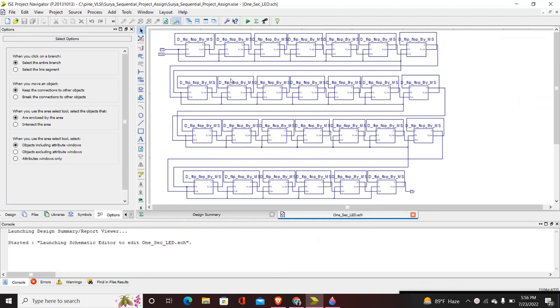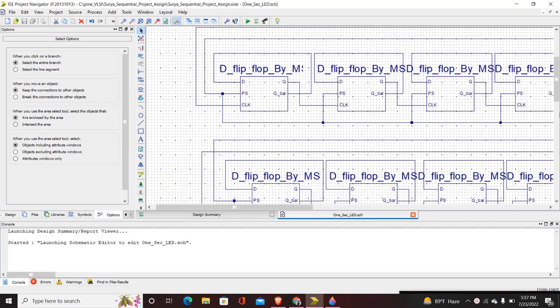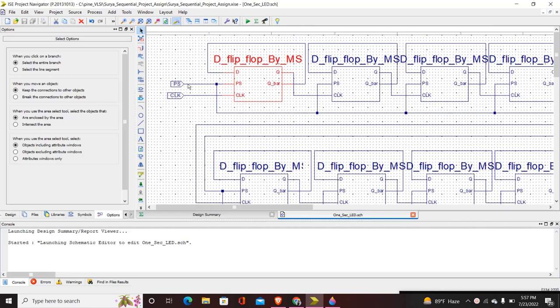So I designed the previously discussed logic here. Here are the countable flip-flops: 1 2 3 4 5 6 7, then 14, 21 and 27. So the total number of flip-flops is 27. Now I'll tell you about the input and output.